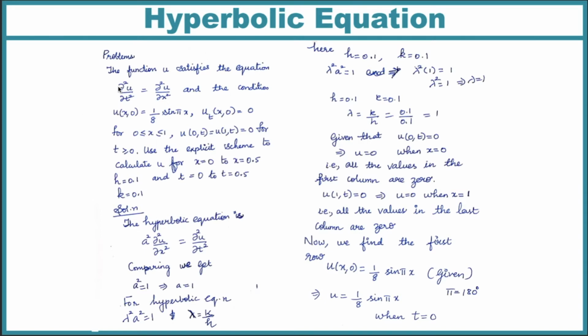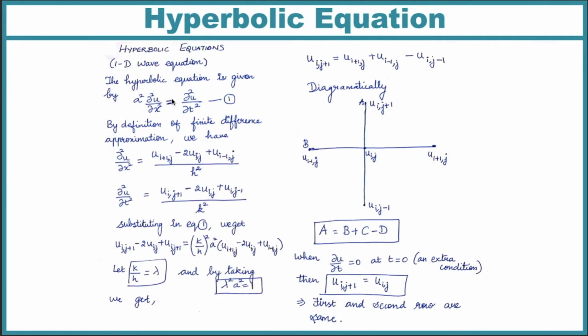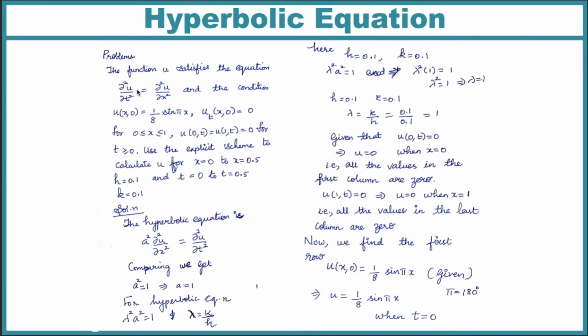They have given the condition, that is ∂²u. From here we can say it is a hyperbolic equation, the one-dimensional wave equation. Comparing it with the hyperbolic equation, we get the value of a square. Comparing it, we say that a square is equal to 1, that means a is equal to 1.